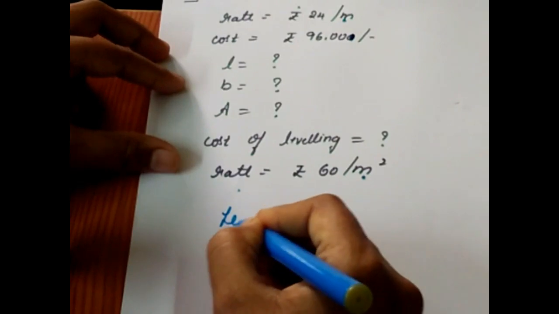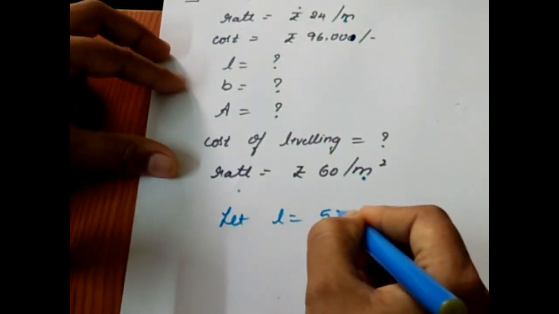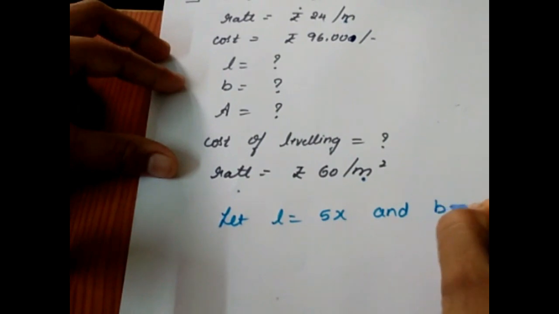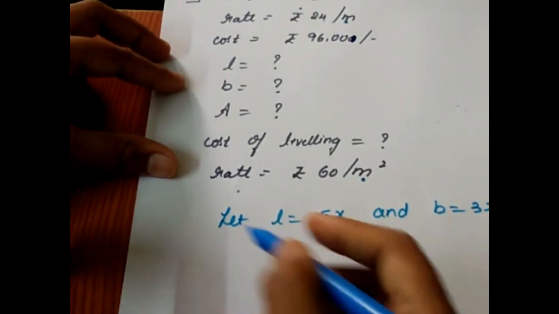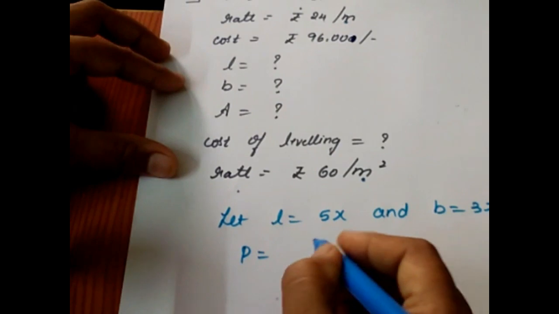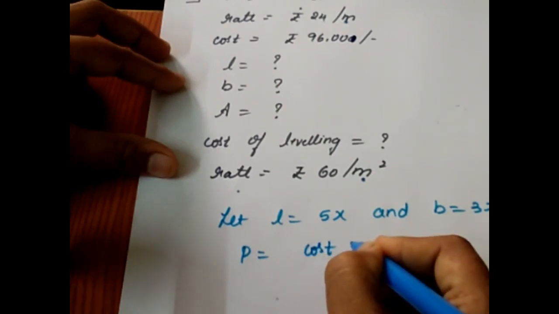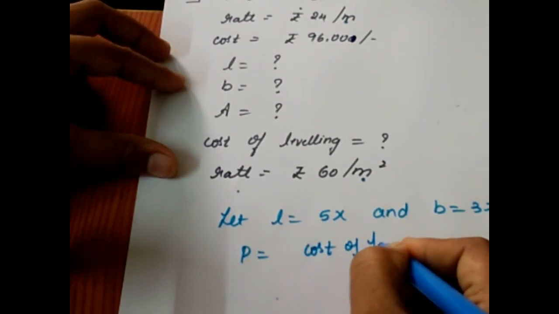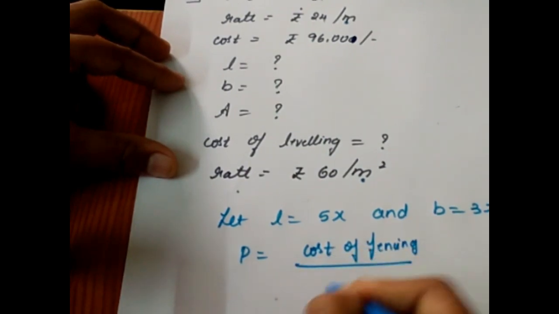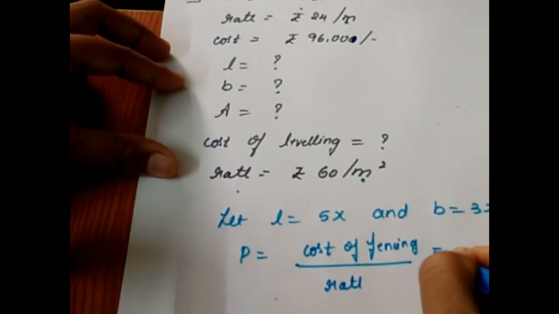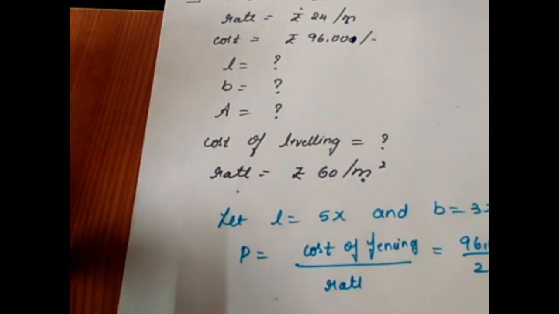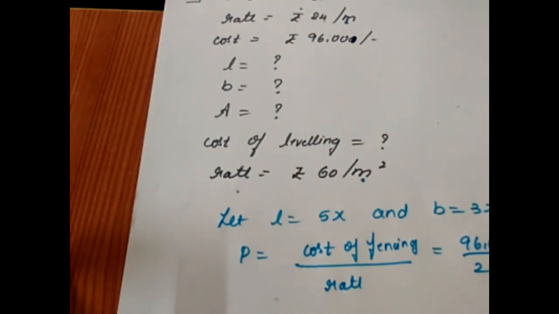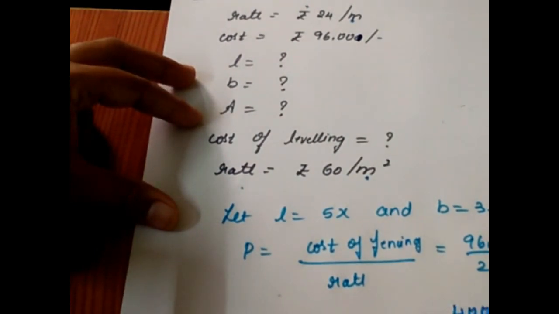Let me consider L is equal to 5x and B is equal to 3x. We already know the cost of fencing, so let us calculate the perimeter by using the formula cost of fencing by the rate. Cost of fencing is 9,600 by 24. So divide 9,600 by 24. 24 fours are 96. So the perimeter is 400 meter.